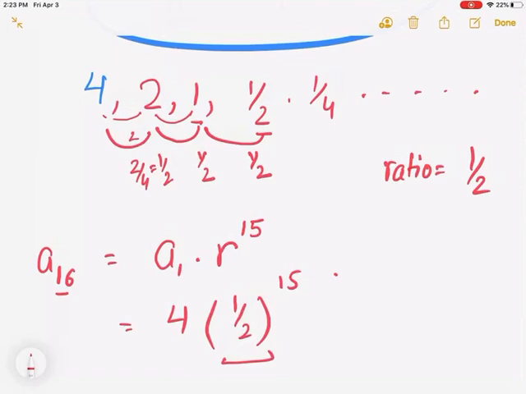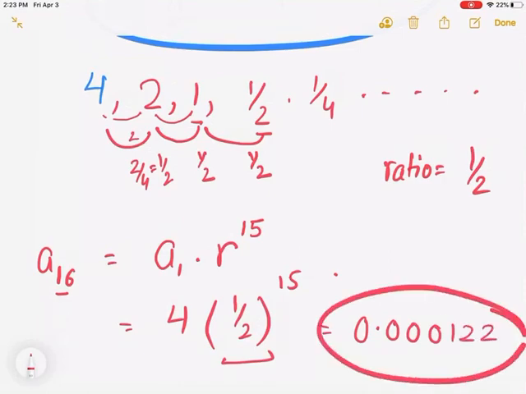So let me put this in. Just a second, a little slow. So 0.5 to the 15th power. I have 0.000030, so I would times this by 4. So my answer would be 0.000122. So that's my answer. Here you go. That's the explicit rule.